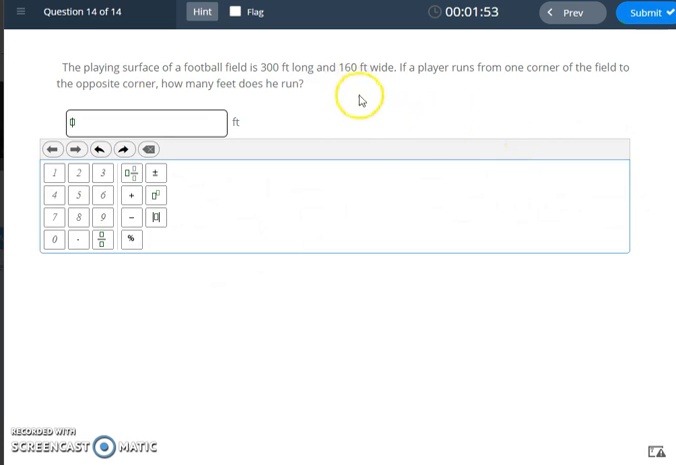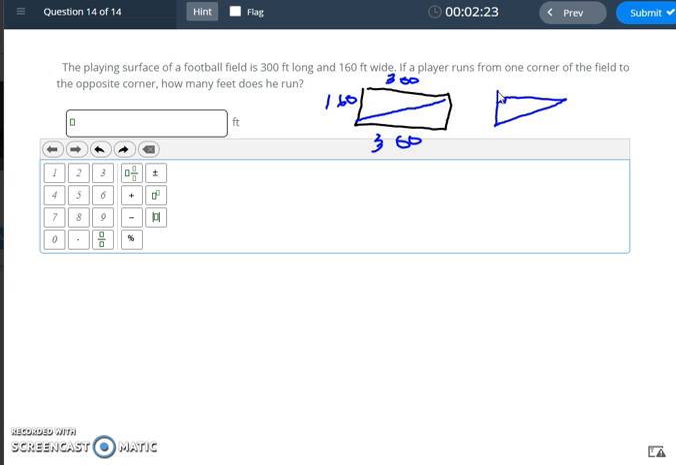All right, so for this last question we have a football field. Well, we know that a football field is a rectangle in shape, and that we are given that it is 300 feet long and that it is 160 feet wide. So they're telling us that the player is running from one corner to the opposite corner. Well, if this is 300 at the bottom, I also have 300 at the top. And so I have a rectangle, and I have a right triangle inside of that rectangle. So 300 on the top, 160.